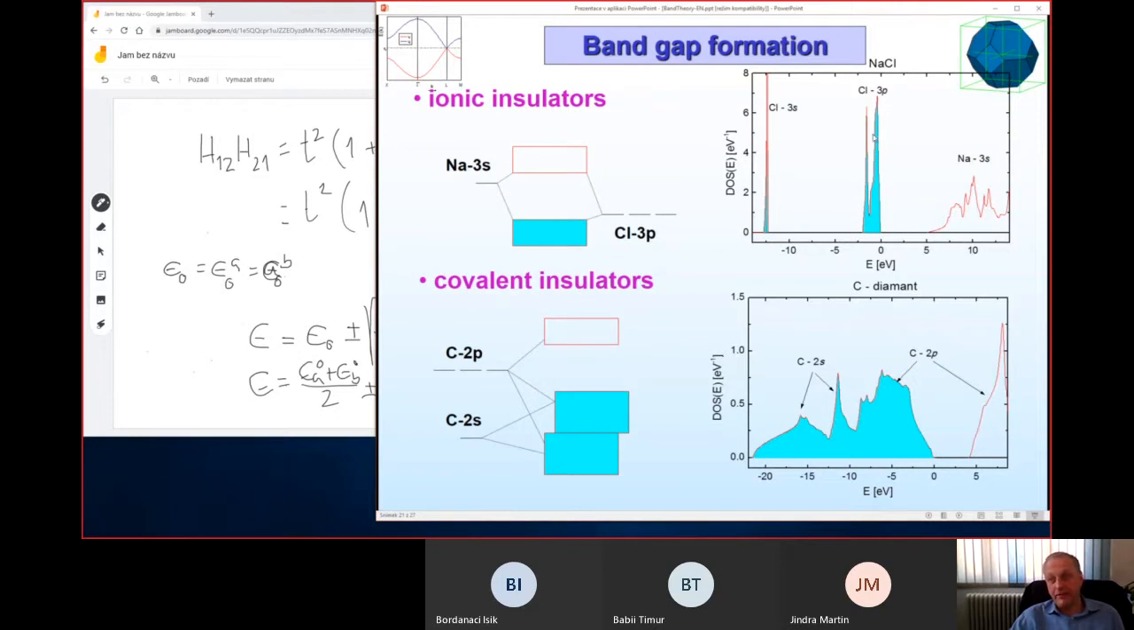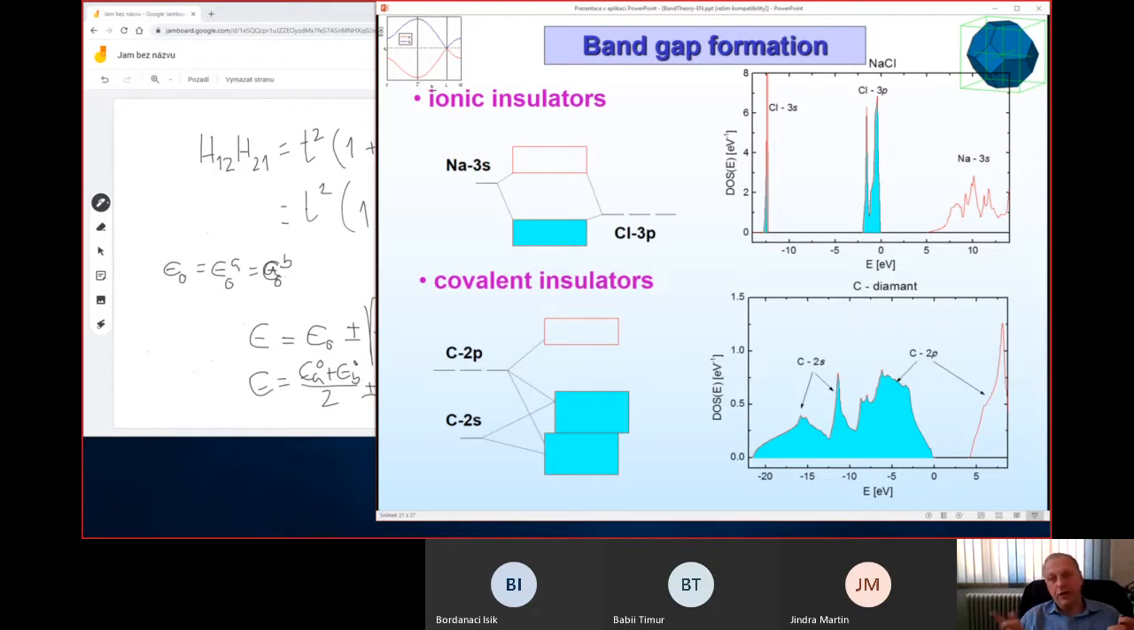And this band is dominated by the 3p orbitals of chlorine with only a small admixture of sodium 3s orbitals. While the diamond is an example of the second insulator, the covalent insulator.